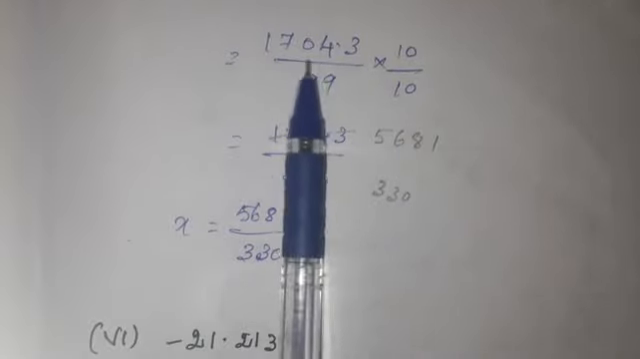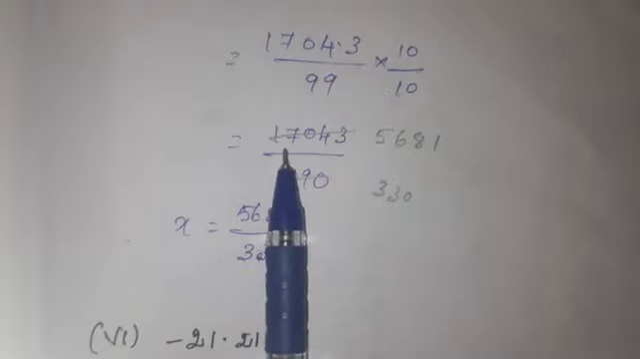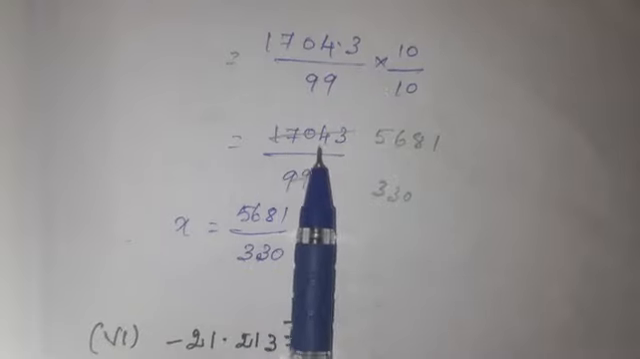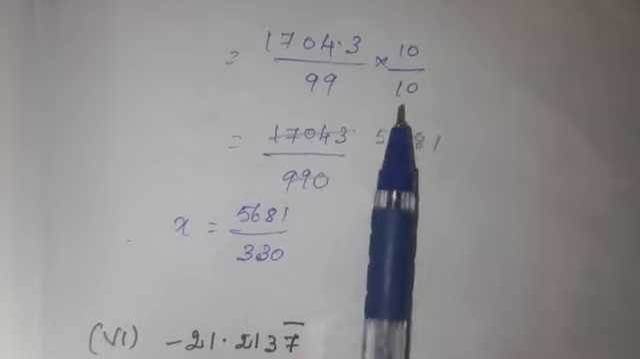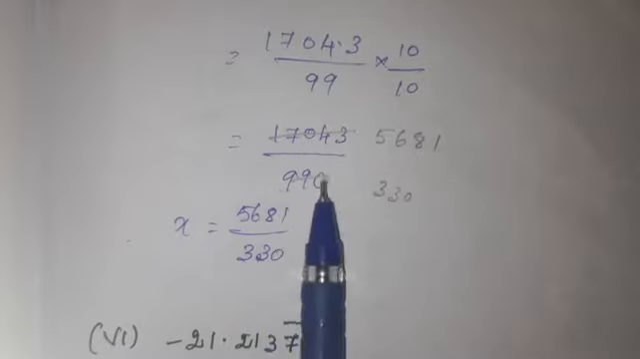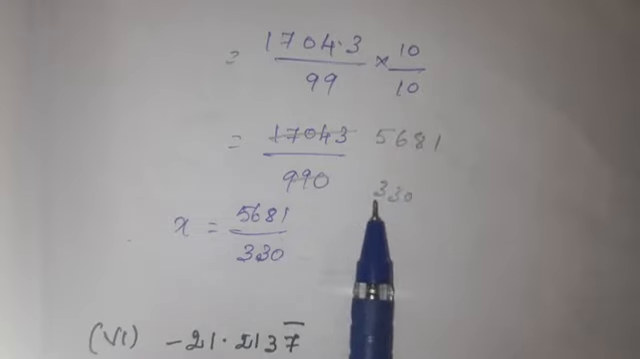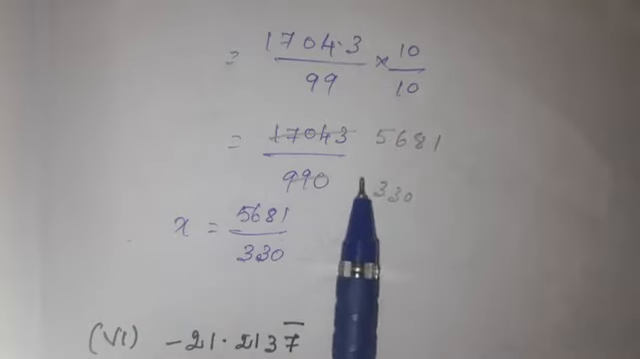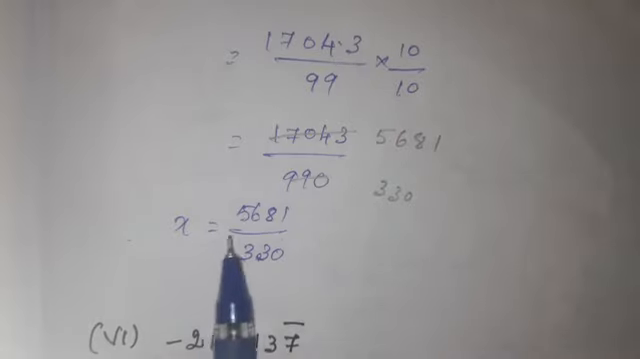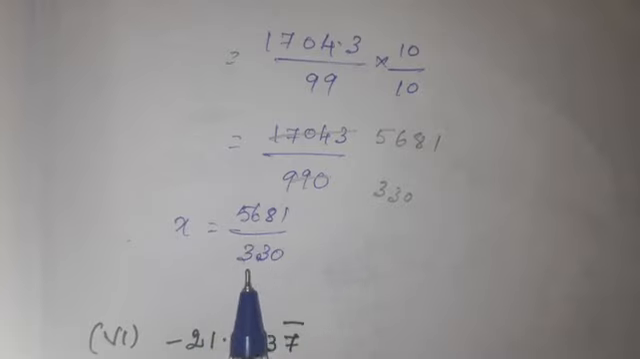If I multiply the numerator by 10, the point will be removed. You will get 17,043. In the denominator, 99 into 10 is 990. When you cancel, you will get 5,681 divided by 330. I am cancelling in the 3 table. Therefore, our answer is 5,681 divided by 330. This is a rational number.